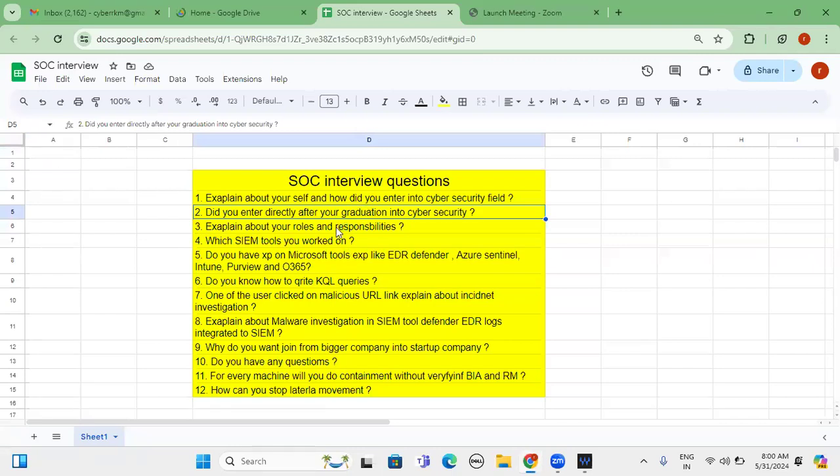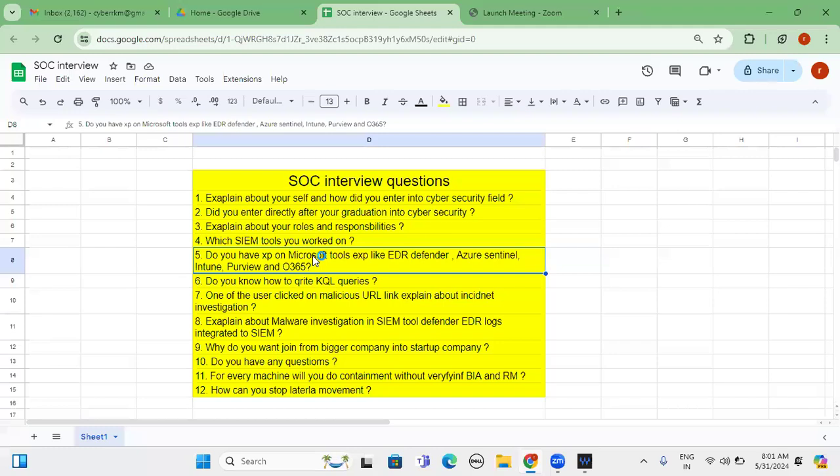So the third question is: explain about your roles and responsibilities. Here the candidate has to explain the 5+ years of experience he mentioned in the resume. He has to explain his role as part of L2, and which SIEM tools he worked on. I think in his resume he mentioned LogRhythm and IBM QRadar. So he has to explain about those tools.